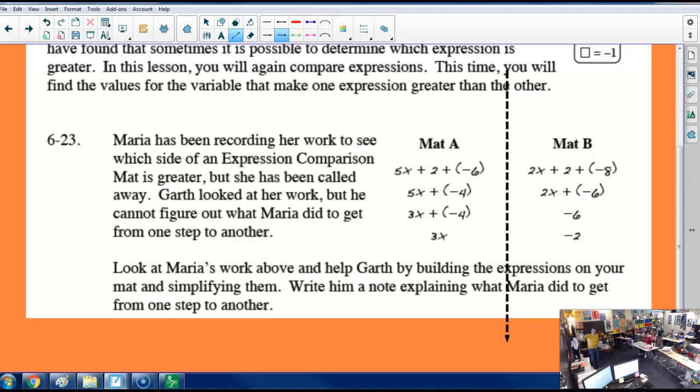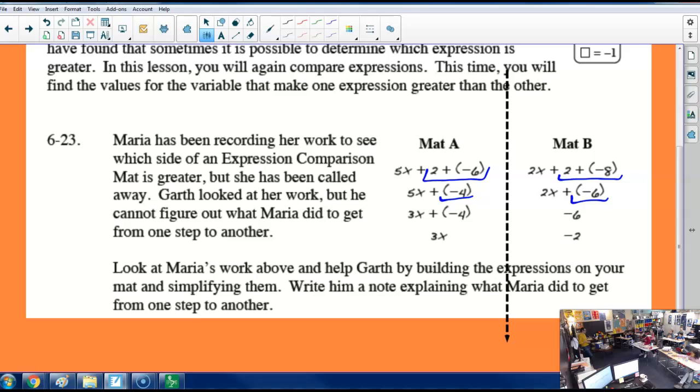Yeah, so really we call this combining like terms. If you were on a game show and they asked what the 3 words are that describe this being added with that and getting this, it's combining like terms, right? 2 and -6 are like terms because they're both constants. They don't have variables. So on mat B, same thing. She combined the like terms. Any questions on how that happened?